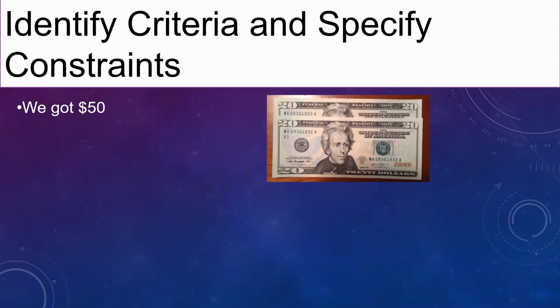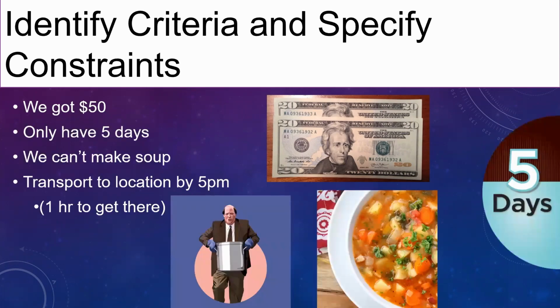So I'm going to give you some constraints. You got $50. You only have 5 days. You cannot make a soup. It must be a chili. And you need to get to the location by 5 p.m. You'll have 1 hour to get there. So you need to be done by 4 p.m. 5 days from now. All right. That's a lot that goes into all those logistics.